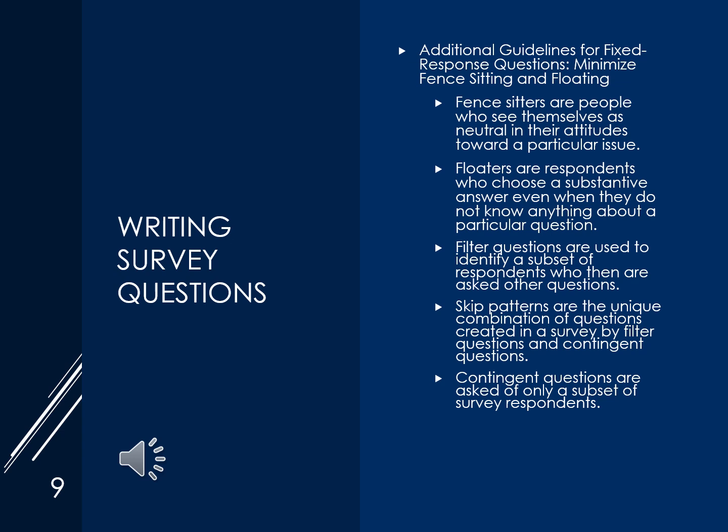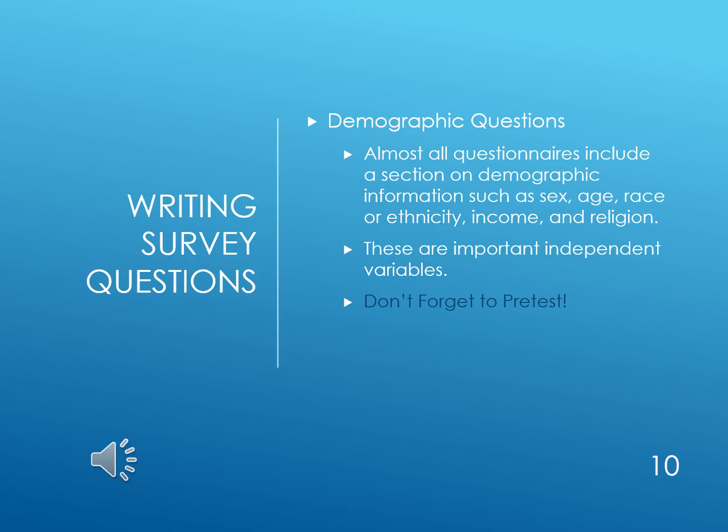So you want to try and utilize filtered questions. Filtered questions are a survey question that's used to identify a subset of respondents who are then asked other questions. Skip patterns is the unique combination of questions created in a survey by filter questions and contingent questions. And then contingent questions are asked only of a subset of survey respondents.